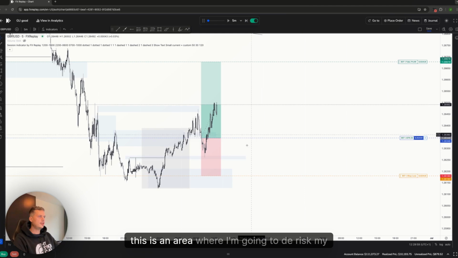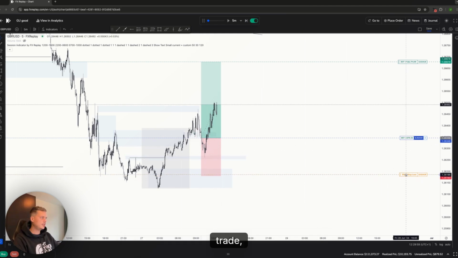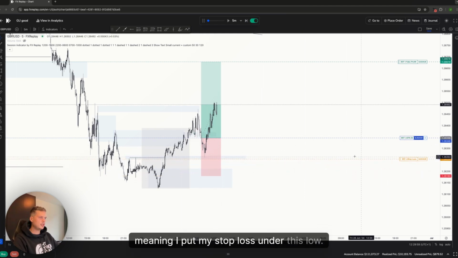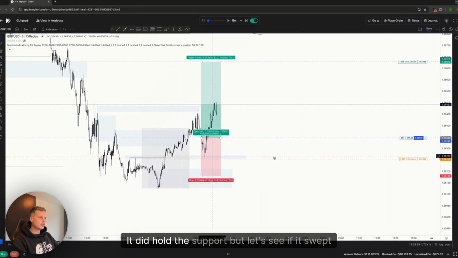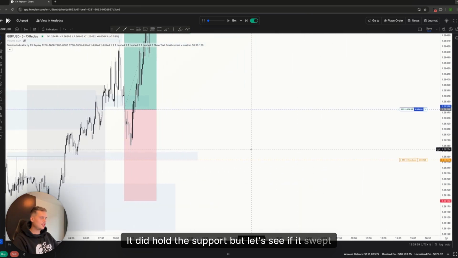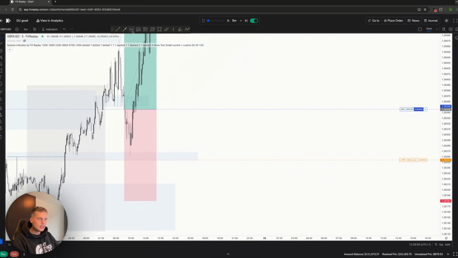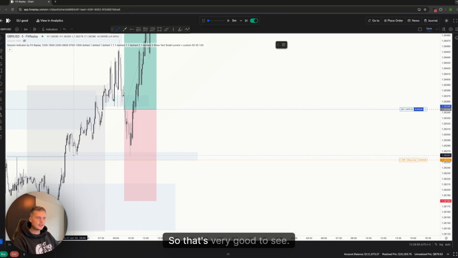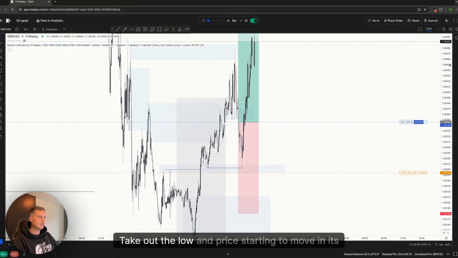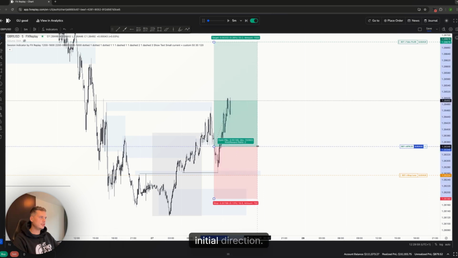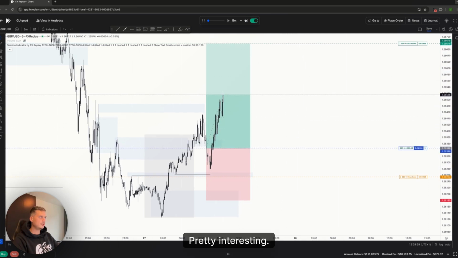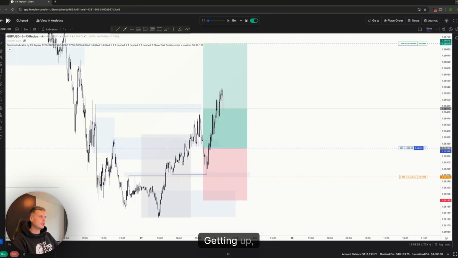All right, this is an area where I'm going to de-risk my trade, meaning I put my stop loss under this low. It did hold the support, but let's see if it swept this low, which it did. So that's very good to see. It's an inducement happening over here. Take out the low and price starting to move in its initial direction. Pretty interesting. Getting up more.